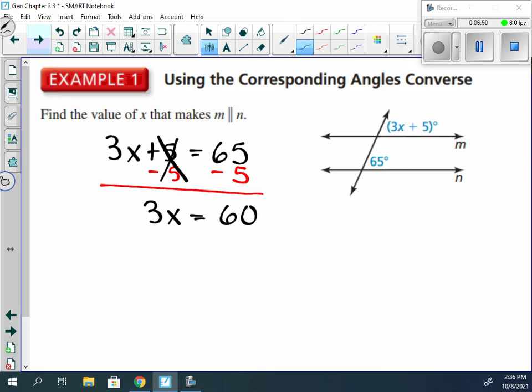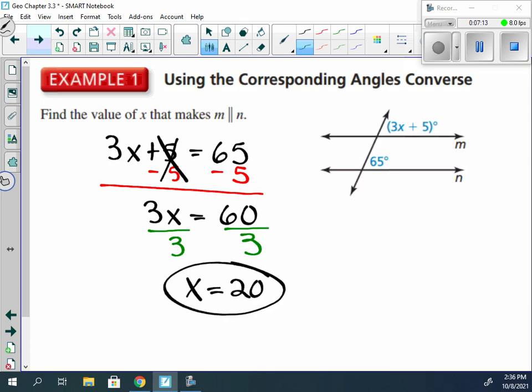So after we subtract 5 from both sides, 65 minus 5 would be 60. 5 minus 5 will cancel out. Now we do need to divide both sides by 3, because 3 divided by 3 would be 1, leaving us with just x. And 60 divided by 3 is 20. So the value of x that will make these two lines parallel is 20. And that's what we got to do with this here.